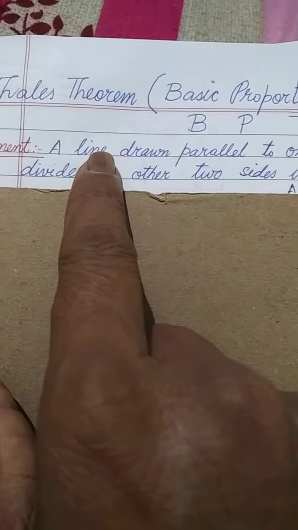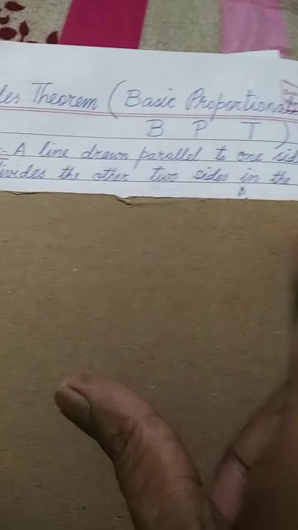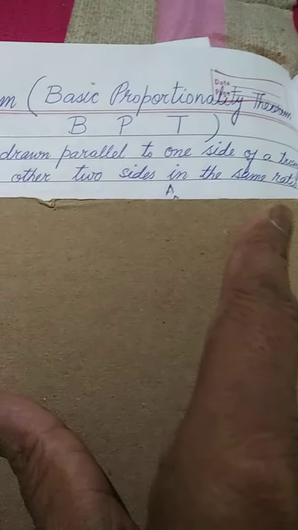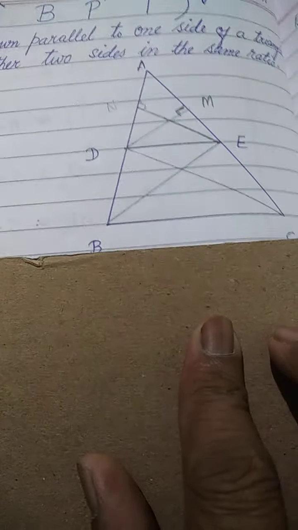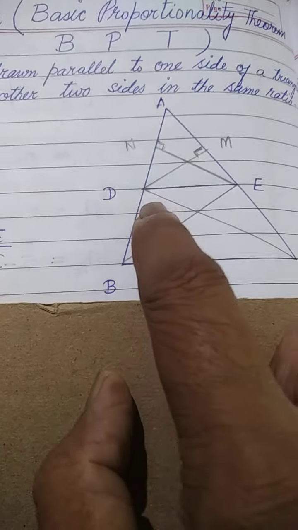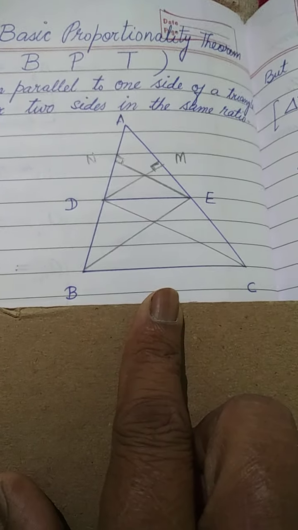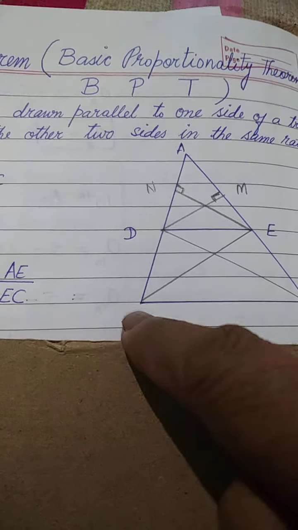The statement is that a line drawn parallel to one side of a triangle divides the other two sides in the same ratio. So here you see we have a triangle ABC in which this line DE is parallel to BC. It is given. We want to prove that AD by DB is equal to AE by EC.